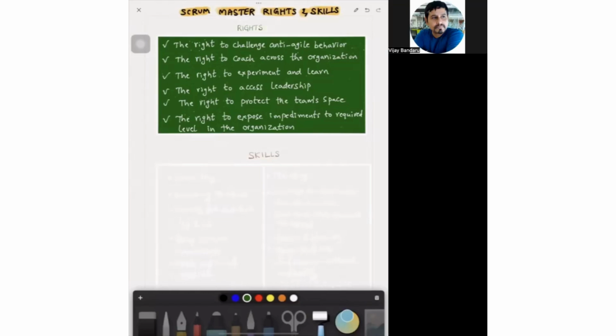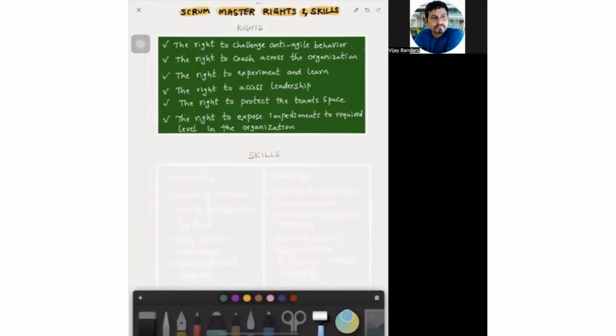And finally, the right to expose the impediments to the required level in the organization. Because at a certain level, if the impediments are going beyond the developers' power, ability, knowledge, or skills, and if they're not properly addressed on time, that will lead to delay in the value delivery. So Scrum Master has the right to take those impediments to any level in the leadership to get them identified and addressed on time. So these are the rights of the Scrum Master.